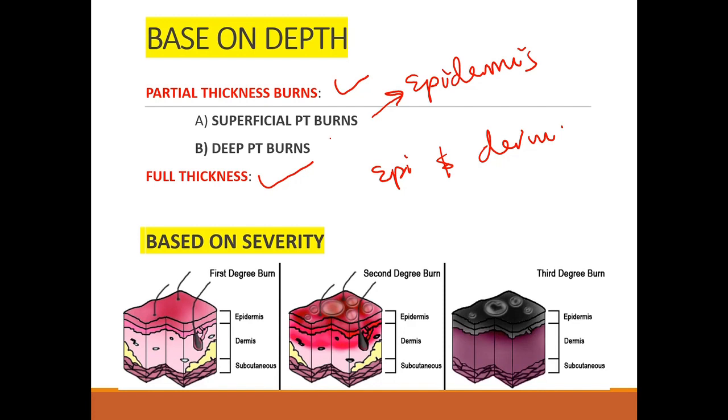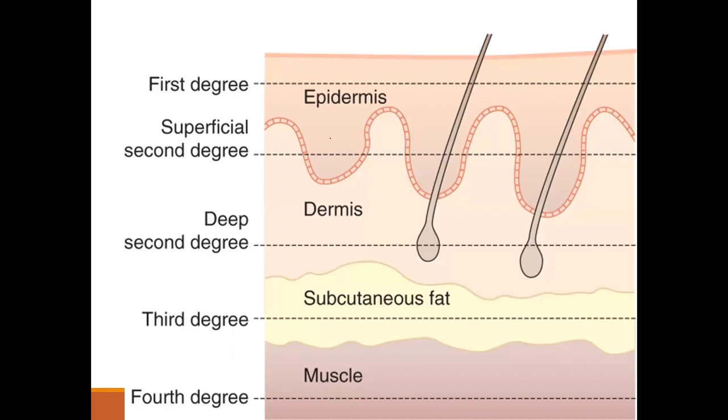Based on the degree of burns, or based on the severity, it is classified as first, second, third, or even fourth degree burns. First degree burns will involve the epidermis. Second degree will involve the epidermis and the dermis. Third degree will involve the entire epidermis, dermis, and subcutaneous tissue. Now, fourth degree burns will involve even the muscle and the bones.